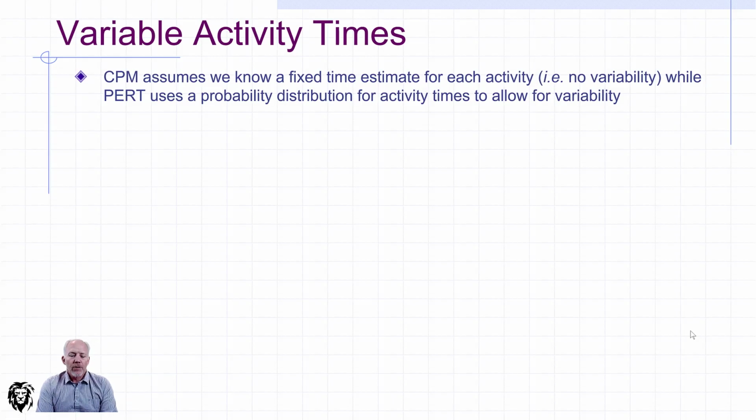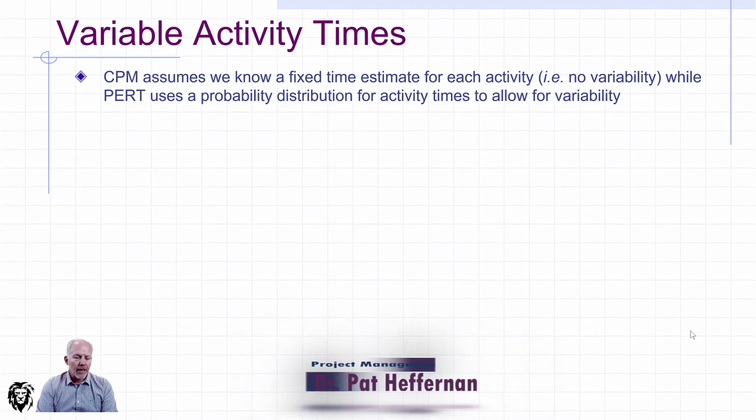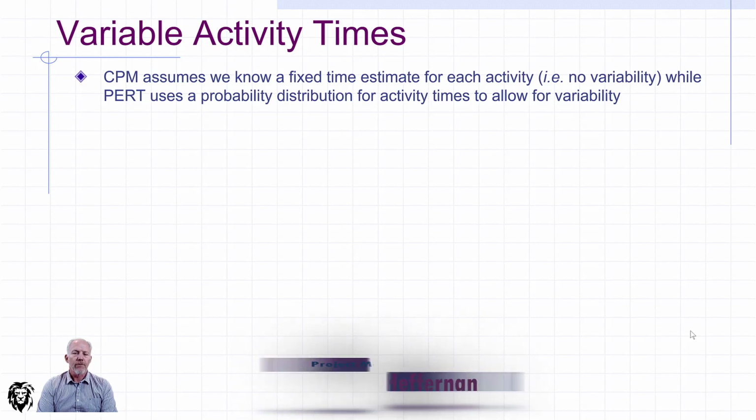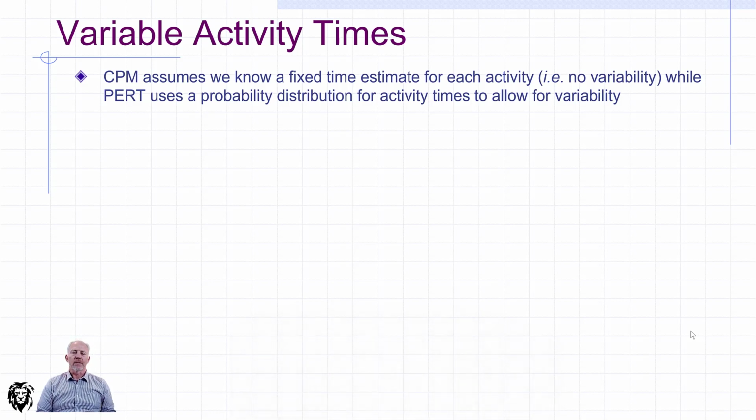Hi. Now that we've got a schedule, if you will, using CPM, what we want to do is take a step back a little bit and look at, first off, the activity times and how we calculated them. Clearly, they are an estimate. And as we saw with cost estimates, there's a great deal of uncertainty associated with them.